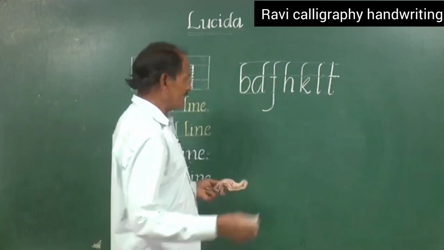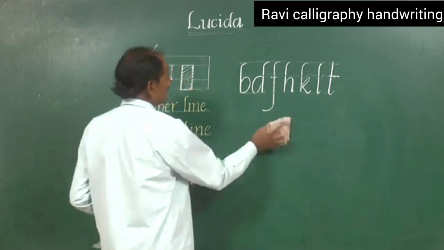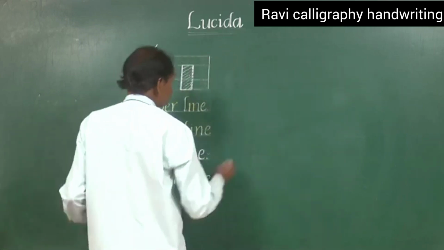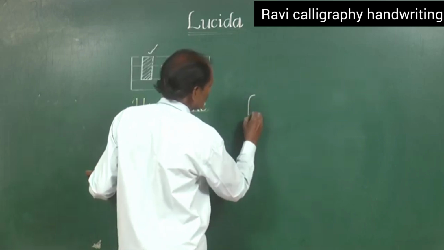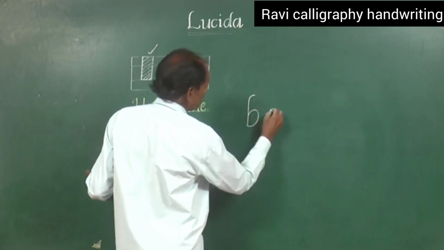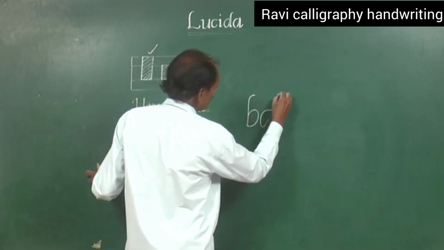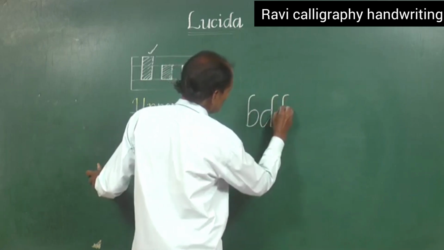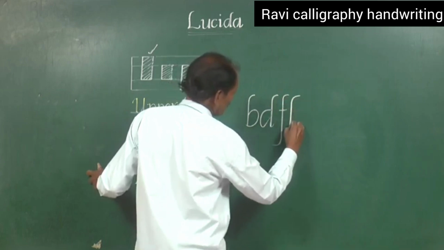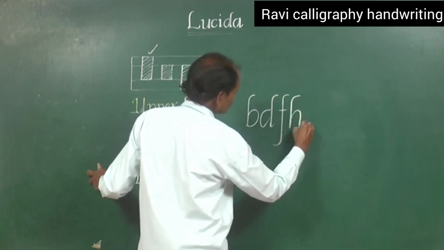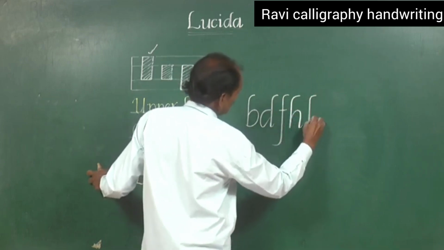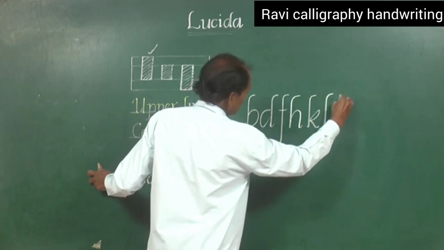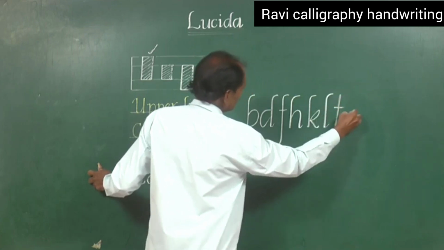Okay? Again I am going to write these letters on plain surface. Just observe me how I am writing. B, D, F, H, K, L and T.